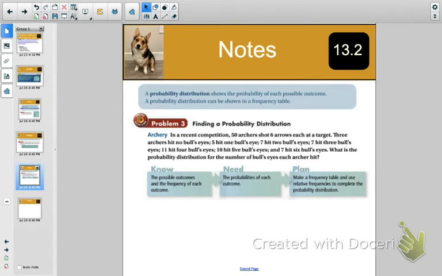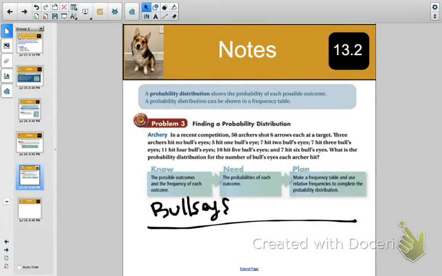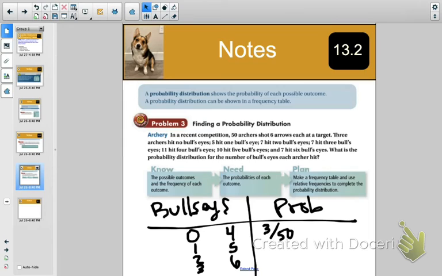Okay, so there's basically 7 options here. They can hit 0 bullseyes, and then we want the probability here. So they can hit 0, 1, 2, 3, 4, 5, or 6. So let's pretend those are just all in one column. Okay, so how many hit no bullseyes? Well, that would be 3 out of 50. How many hit 1? That would be 5 out of 50. 7 out of 50 would be 2.